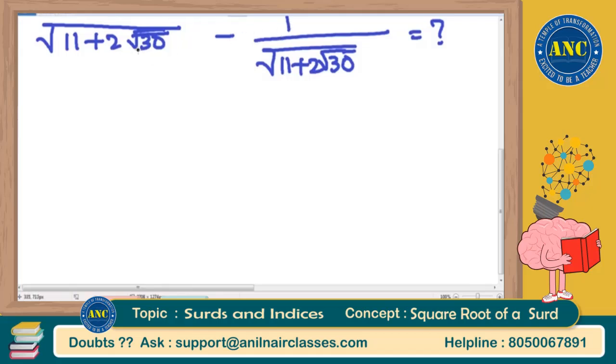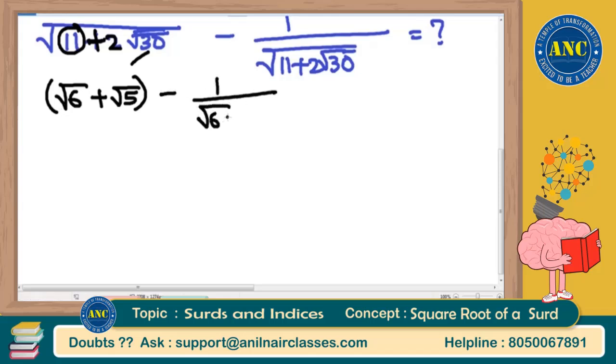Root 30 is, first of all this 2 is there, thanks for it. Root 30 is root 6 into root 5. 6 plus 5 is anyway 11 only. That means because there is plus here, I can directly write it as root 6 plus root 5. This is minus 1 by root 6 plus root 5.